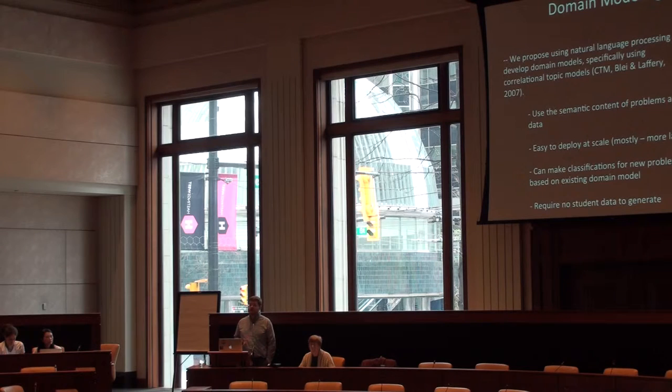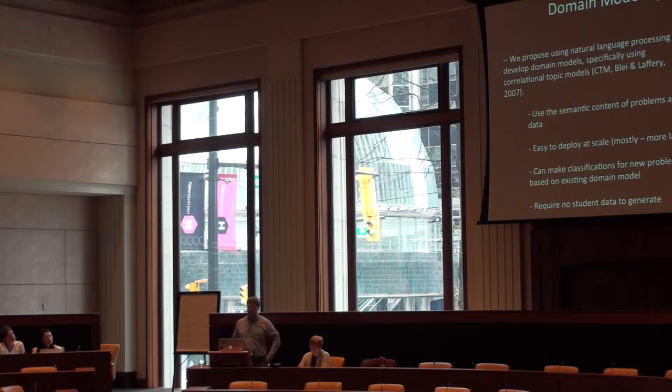What we propose doing is using natural language processing to develop domain models, specifically using correlational topic models. These are models that use the semantic content of problems as data. So rather than looking at student performance, we're actually looking at the content of the authored problems themselves. They're fairly easy to deploy at scale, with a couple caveats that we'll get to in a bit. They can make classifications for new problems based on an existing domain model. So if we build a domain model and we have a teacher write a couple new questions, it's very easy to categorize those into the existing bins that we have. And they require no student data to generate.